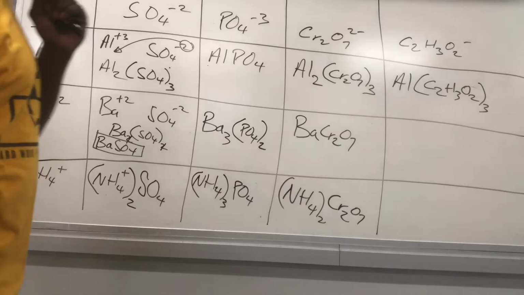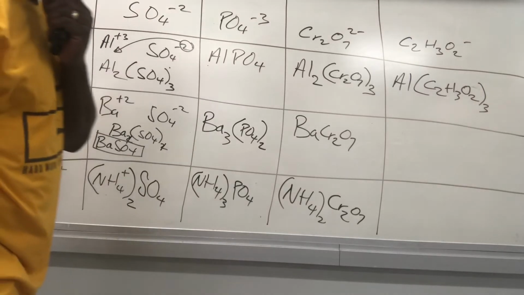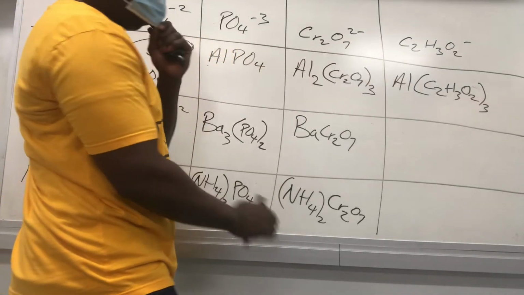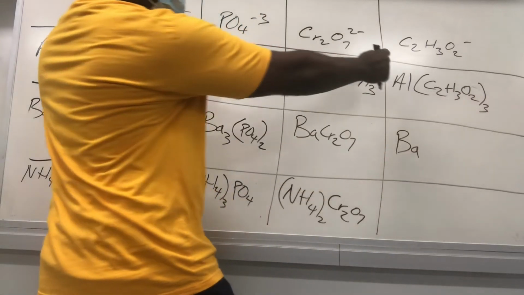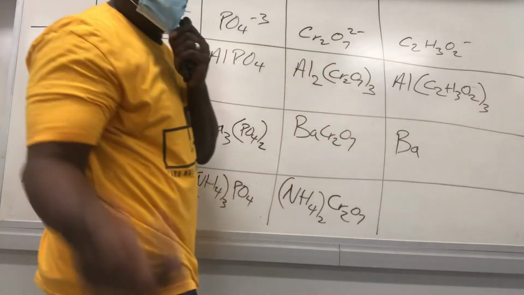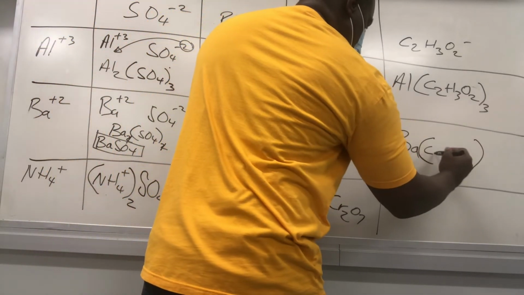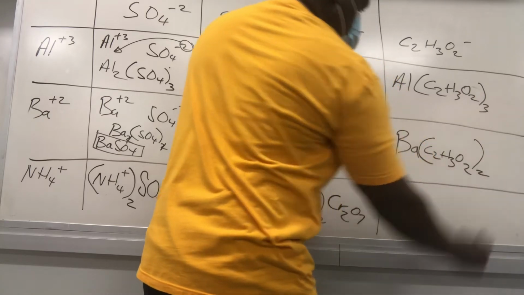Okay, moving on. We have Ba plus 2, all right? And the acetate ion. The 2 goes to the acetate, the 1 goes to the Ba, so Ba stays as is, Ba, all right? Now, since the polyatomic ion acetate is getting a 2, it needs a parentheses, all right? You put a parentheses, C2H3O2 with the 2 on the outside.